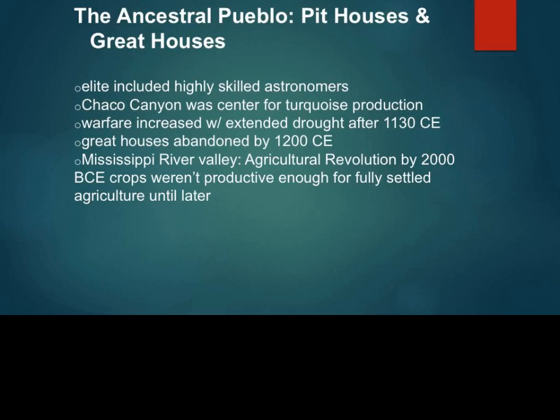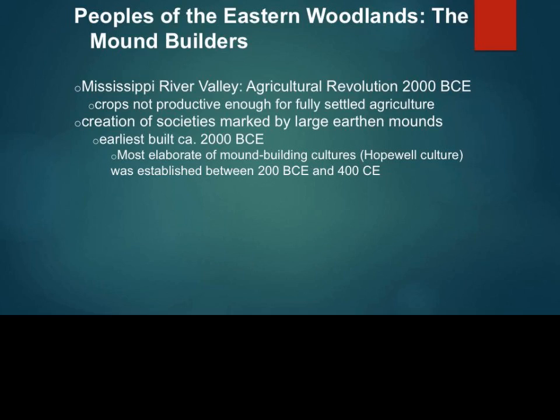Okay, let's make our way over to the Mississippi River Valley. Here in the eastern woodlands of North America, specifically the Mississippi River Valley, people developed agriculture on their own. So their own form of an agricultural revolution, roughly 2000 BCE, where crops weren't productive enough for fully settled agriculture until much later. And they would indirectly get maize and beans from Mesoamerica. So it gradually took a long time for settled agriculture here in the Mississippi River Valley.